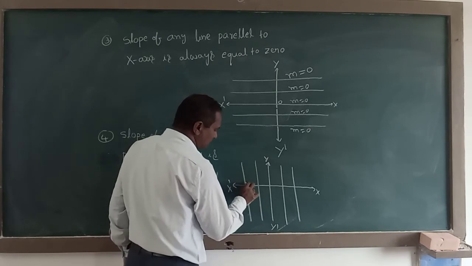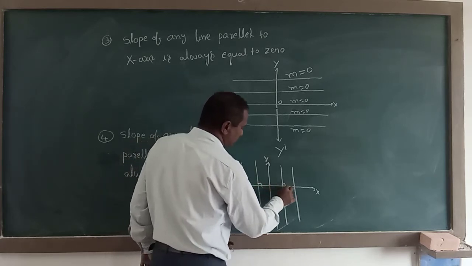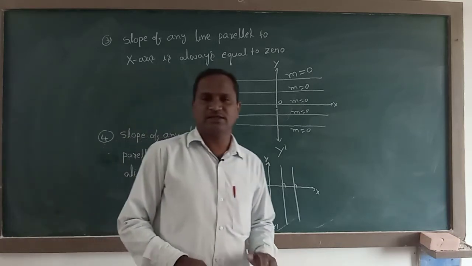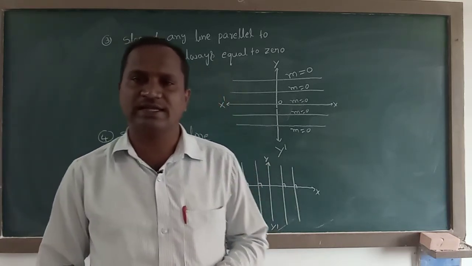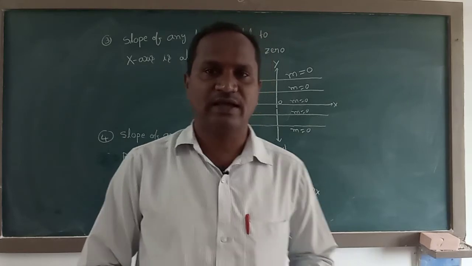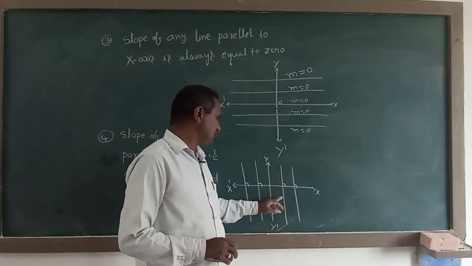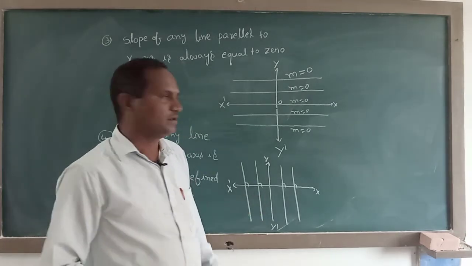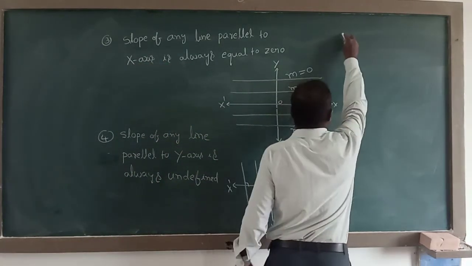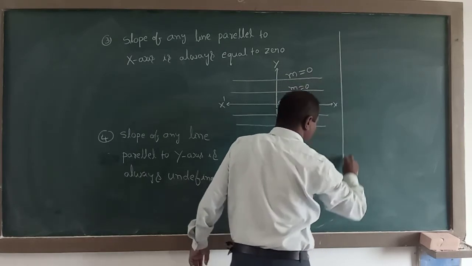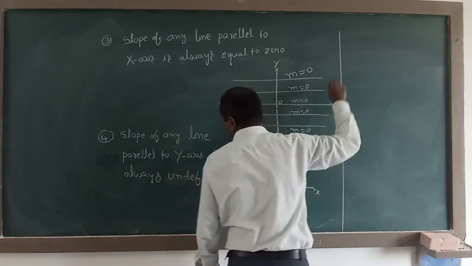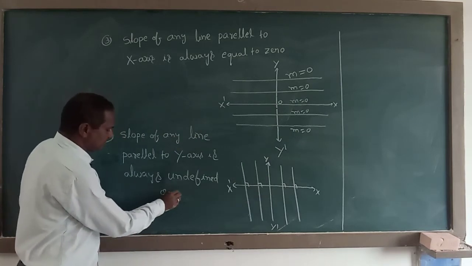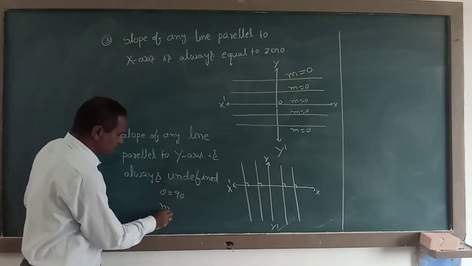These are all lines perpendicular to the x axis and parallel to the y axis. Perpendicular to the x axis means the angle made by those lines is 90 degrees only. By this line 90 degrees, here 90 degrees, here also 90 degrees. When theta is equal to 90 degrees, definitely we can tell m is equal to tan 90.